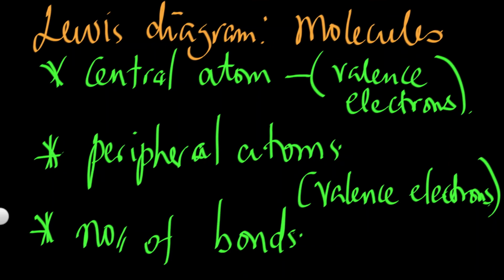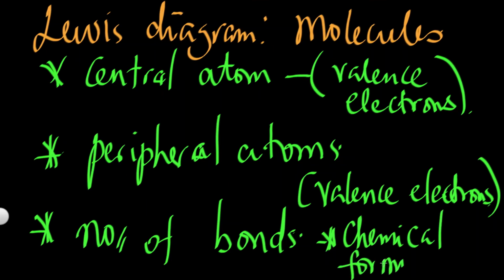So when you're drawing a Lewis diagram, maybe I should add here that the other thing that you should know is the chemical formula of that molecule. It is very important that you know the chemical formula. So let's start. I said my first example would be methane.